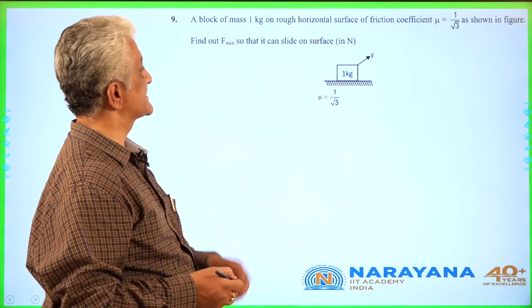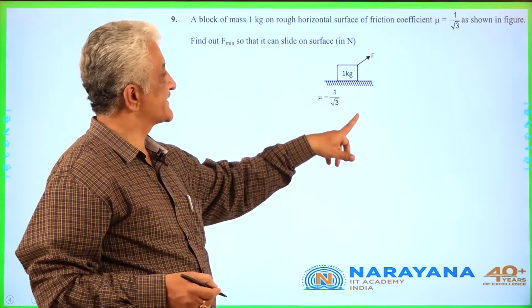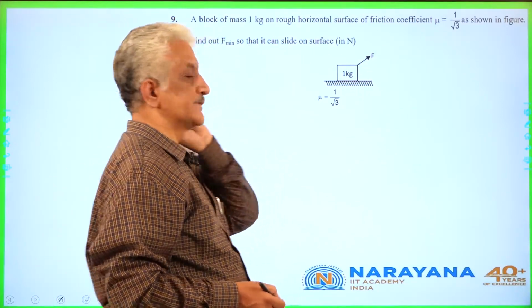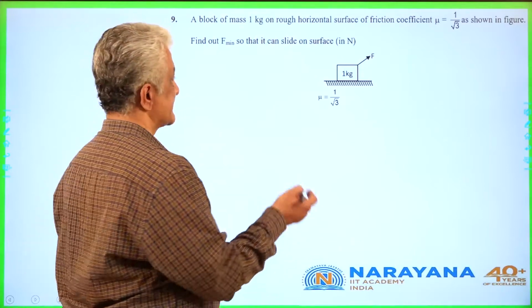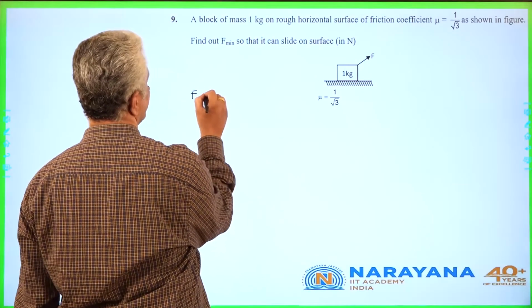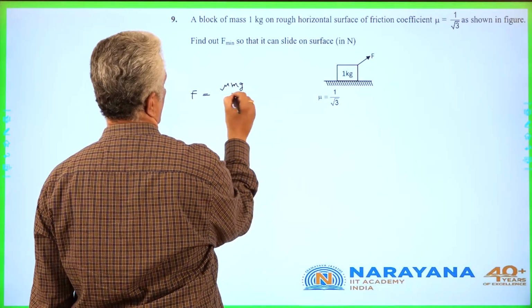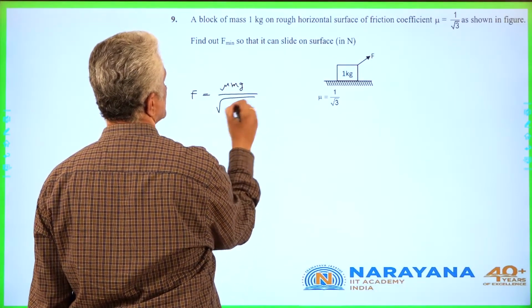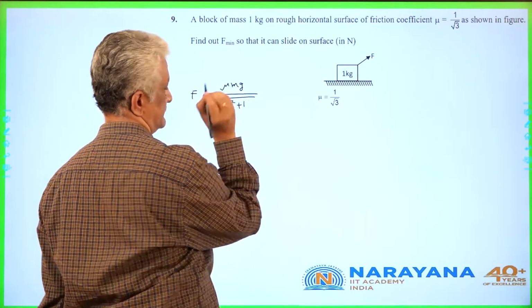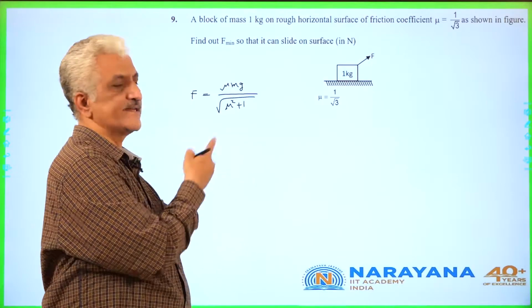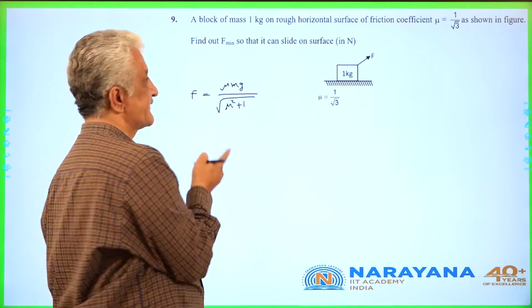Next, 9th one is when the body is pulled with a force of F. The minimum pulling force: what is the pulling force equation? F equals mu mg by root of mu square plus 1, that becomes minimum. Or it is simply mg sin theta, where sin theta can be written as mu by root of mu square plus 1.